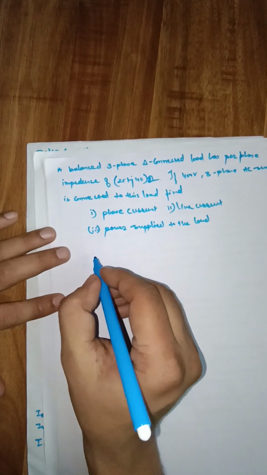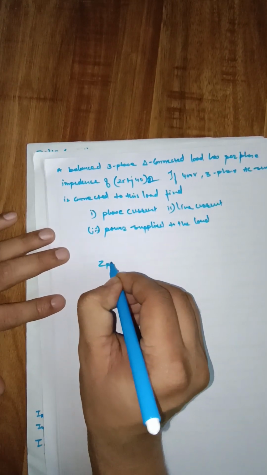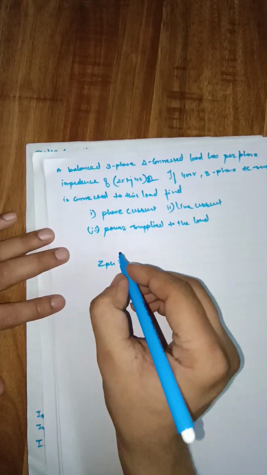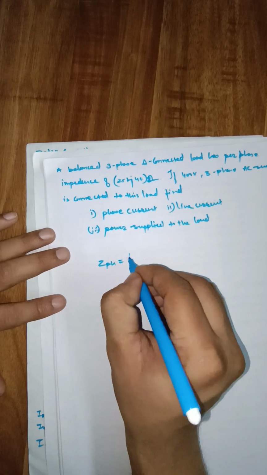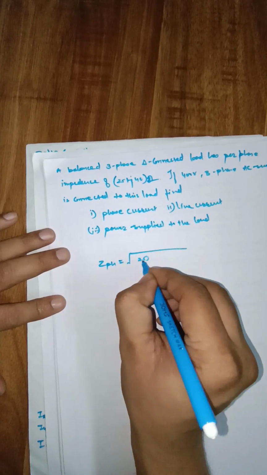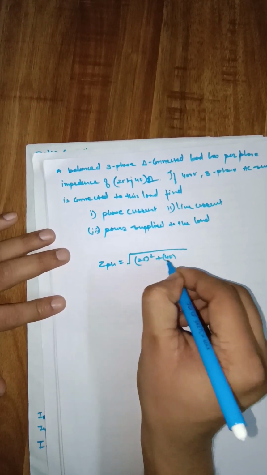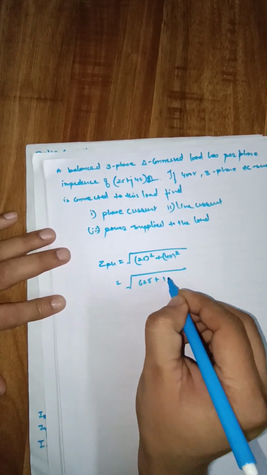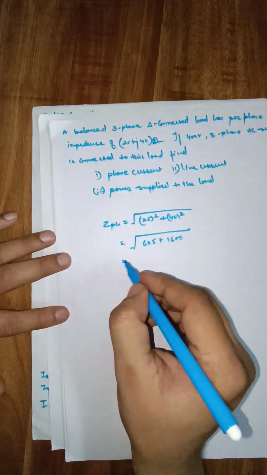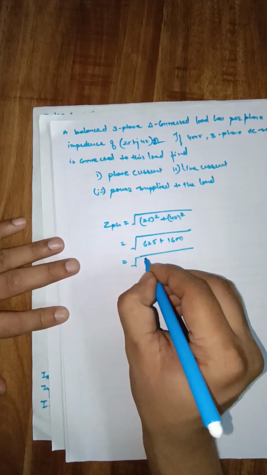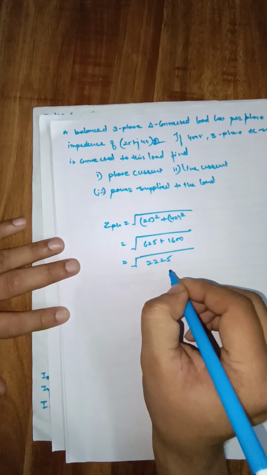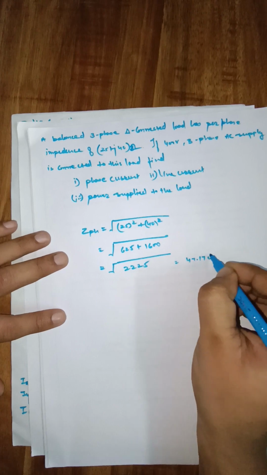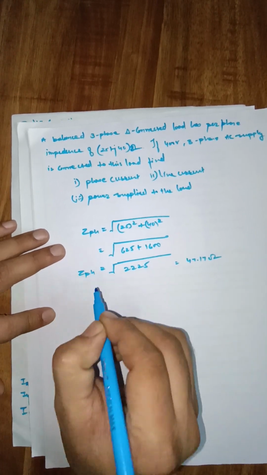So first of all, let us solve ZPH. ZPH will be equal to, here it is given that impedance per phase. So we have to calculate just the magnitude. What will be the magnitude? 25 square plus 40 square. So it will be equal to your 625 plus 1600. So the value will come out to be 47.17 ohm. This is your ZPH.